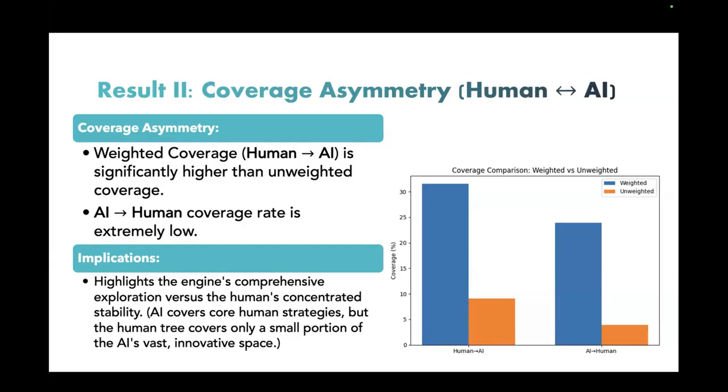In summary, this asymmetry highlights the agent's comprehensive exploration versus the human's concentrated stability. Our takeaway is that AI has mastered the core human moves, but structurally, the AI strategy space is much wider.